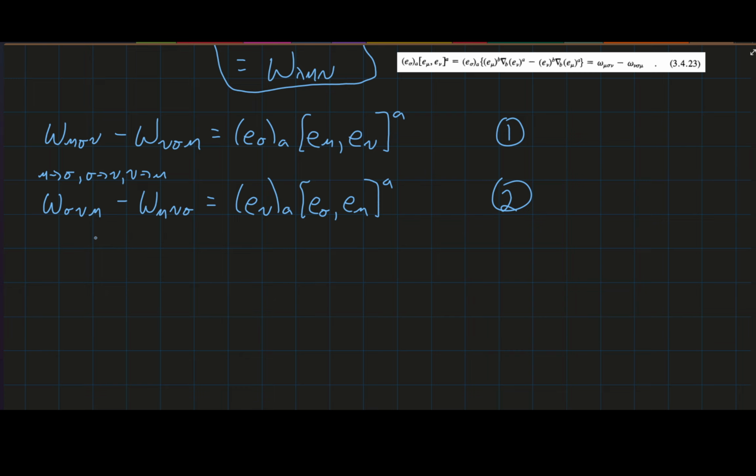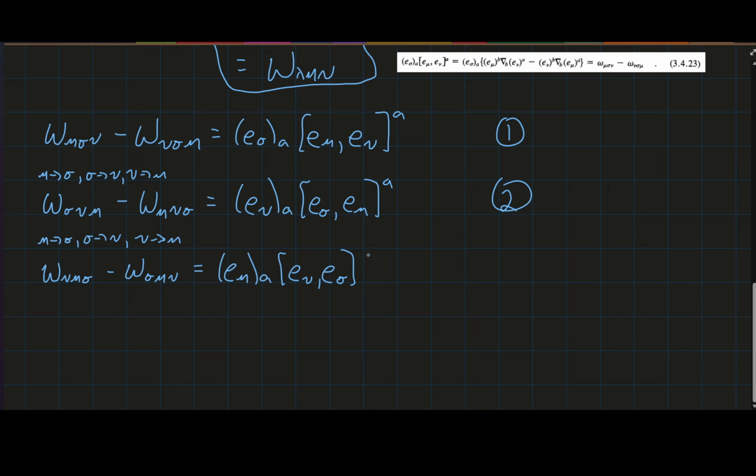So we're going to use the same rule again now. Whatever we have called mu in equation 2, we're going to let it go to sigma. We're going to let sigma go to nu again. We're going to let nu go to mu. And this is going to give us a third equation. Omega nu mu sigma minus omega sigma mu nu equals E mu A E nu E sigma A. And this is going to be equation 3.